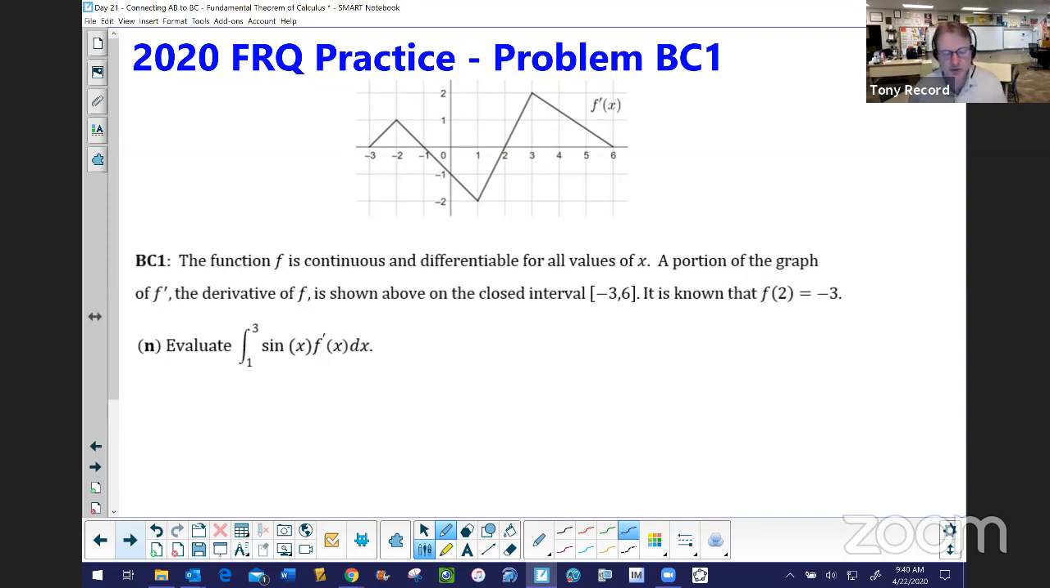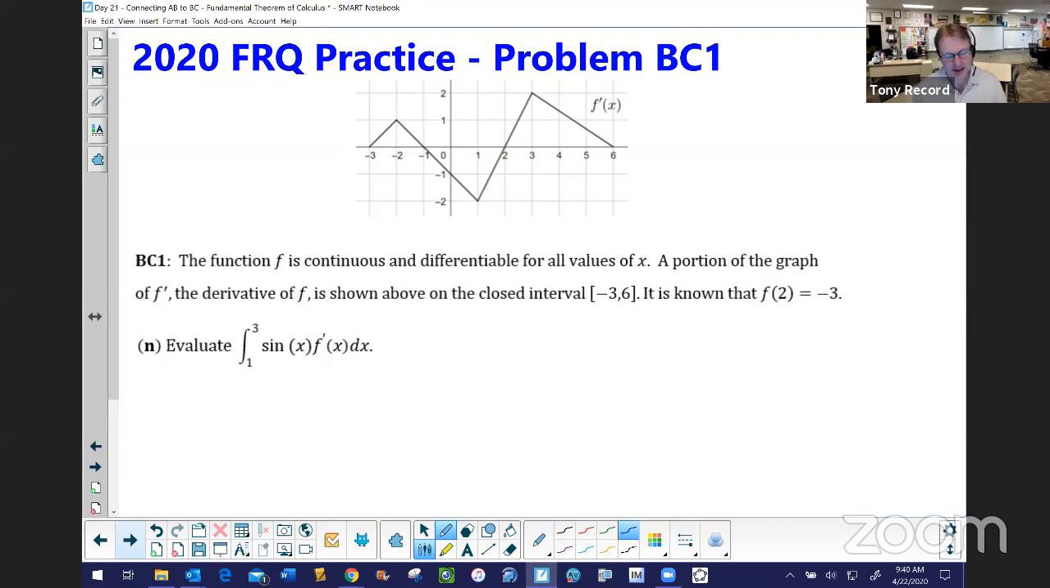So in this true BC question, we have this graph of f prime of x, and the function f is continuous and differentiable for all x, and a portion of the graph of f prime, the derivative of f, is shown above, and the interval for which we see it is from -3 to 6. We know that f of 2 is -3. That might come into play on some of the problems.